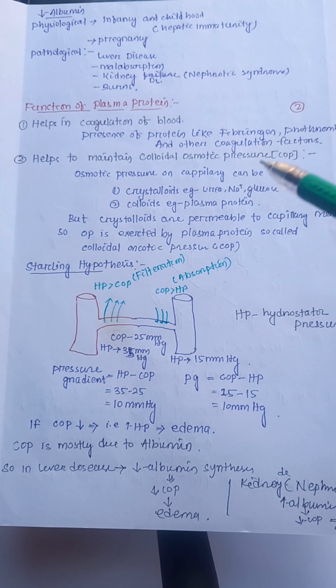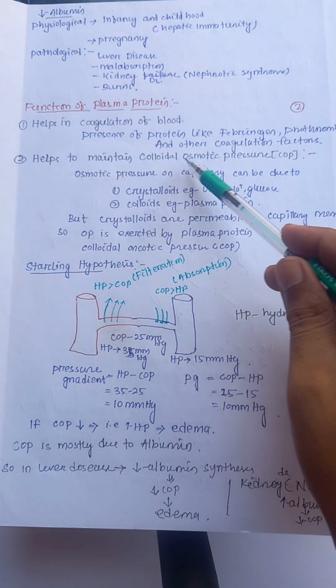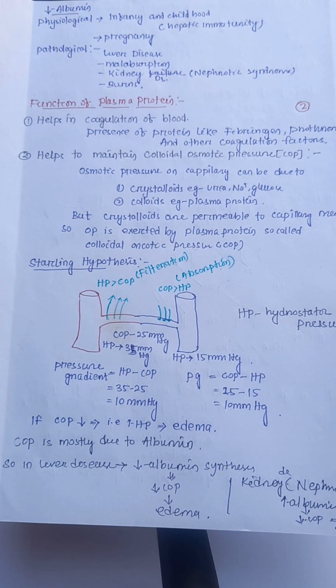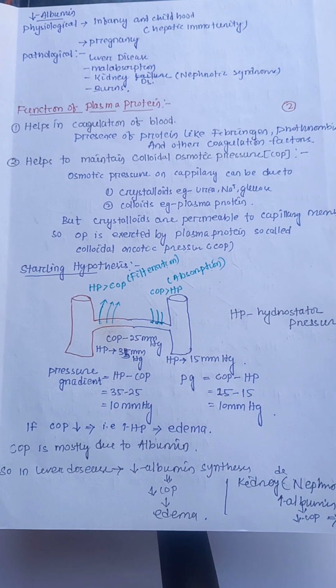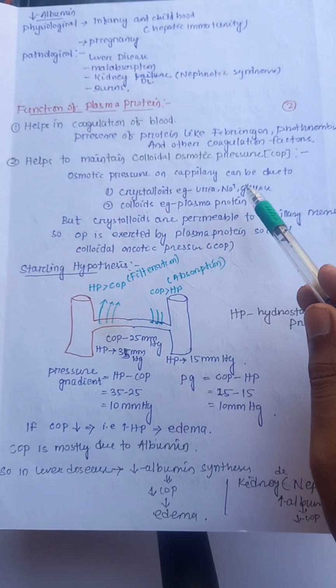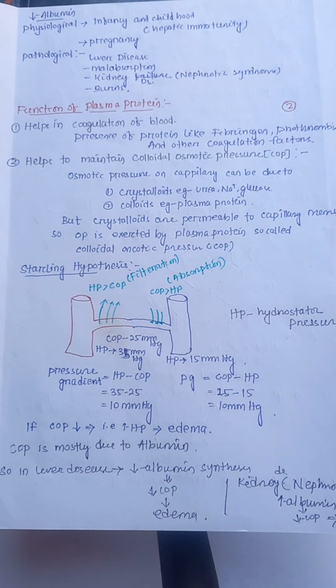And the functions of plasma proteins: they help in the coagulation of blood, as there are many clotting factors. Also, one important concept is that they help to maintain the blood colloidal osmotic pressure. This is one of the examiner's favorite points to ask whenever they ask about plasma proteins. Oncotic pressure on the capillary can be due to crystalloids, for example urea, sodium, and glucose, and colloids, for example plasma proteins. Listen, crystalloids never apply osmotic pressure across the capillary because they are permeable to the capillary membrane. That's why we never consider crystalloids. The osmotic pressure is due to the plasma proteins, so it is called colloidal osmotic pressure.